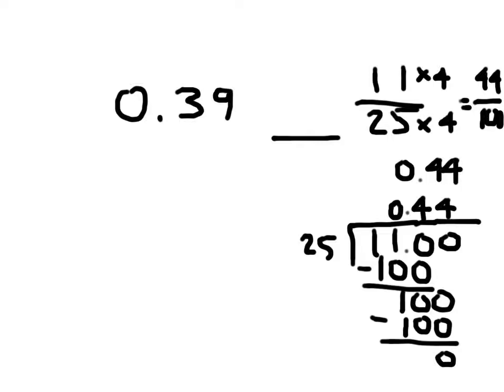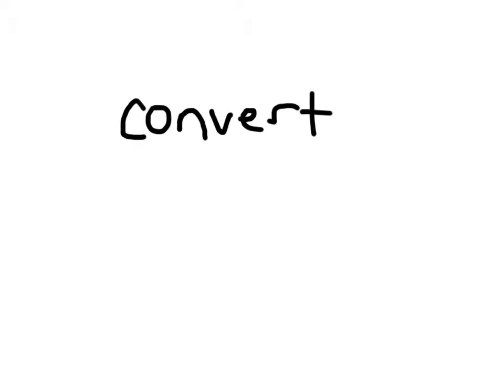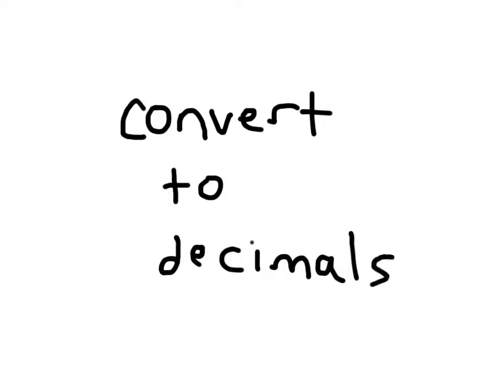Now I can just go ahead and compare them. 0.39, 0.44, less than. So what we're saying is, when you're comparing them, this will apply to when you're ordering them as well, take the time to convert each to decimals. Now when you're ordering them, you're going to have to give them back the same way that they were given to you, and I'll show you what I mean by that.